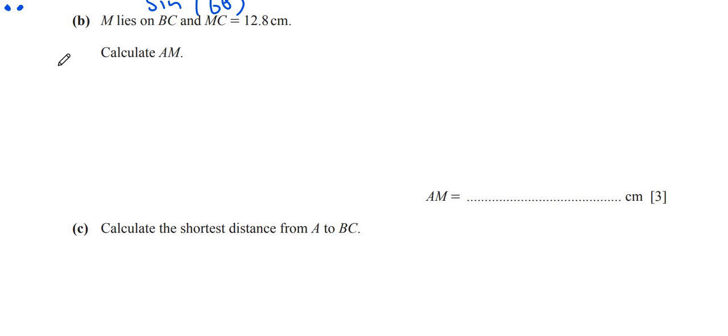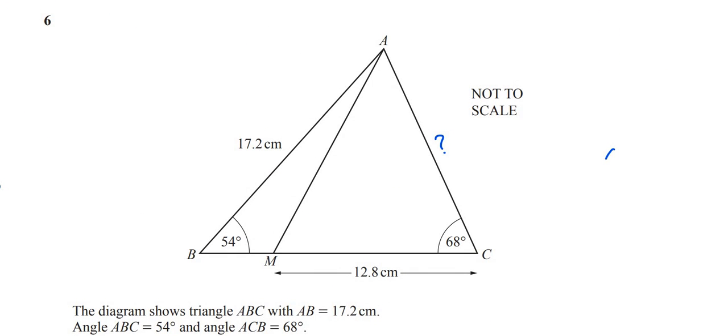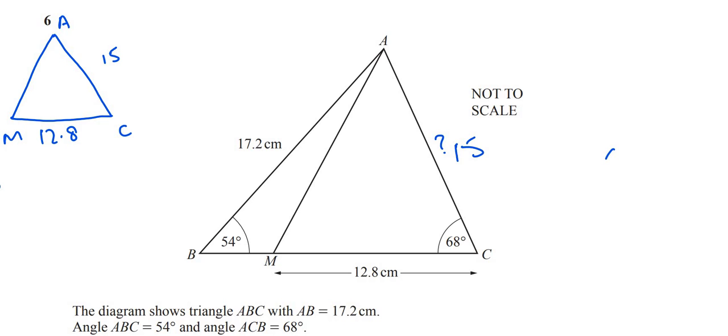Moving on to part B, it says that M lies on BC and MC is equal to 12.8. The question is asking us to calculate AM. So basically the question is asking us to calculate this part, AM. We already know the value of AC, which is 15. If I make a small triangle like this over here, this is A, this is M, this is C. This is 12.8, this is 15, and this is 68 degrees. So I can actually apply cosine law to find AM.